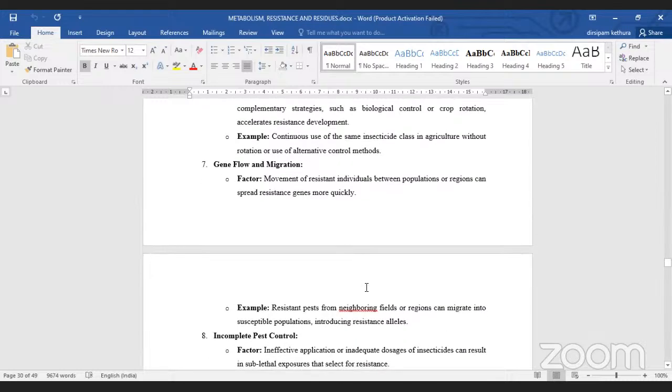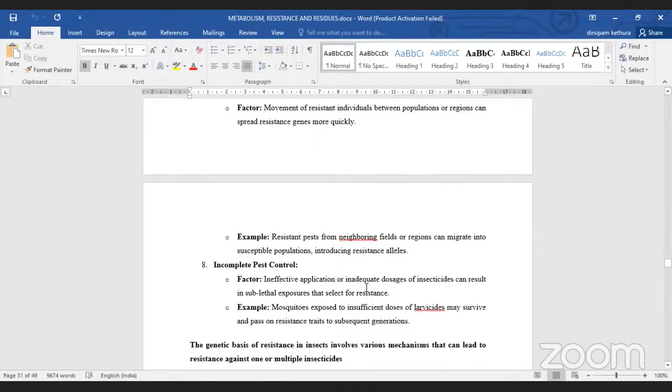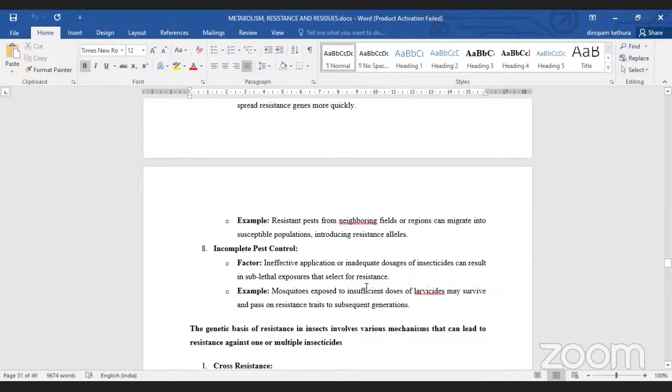And the next one is gene flow and migration, where the movement of resistant individuals between populations or regions can spread resistance genes more quickly. An example is resistant pests from neighboring fields or regions can migrate into susceptible populations, introducing resistance alleles.